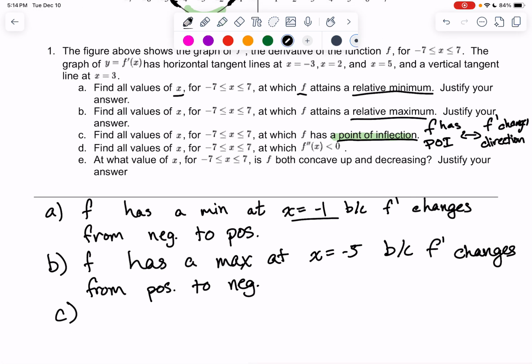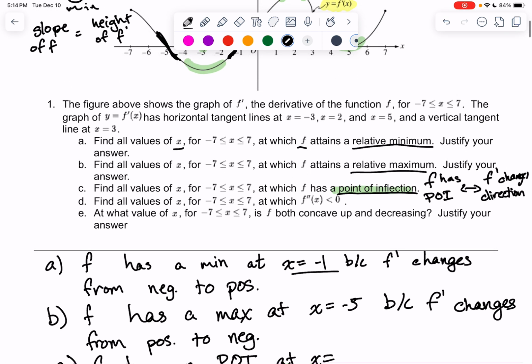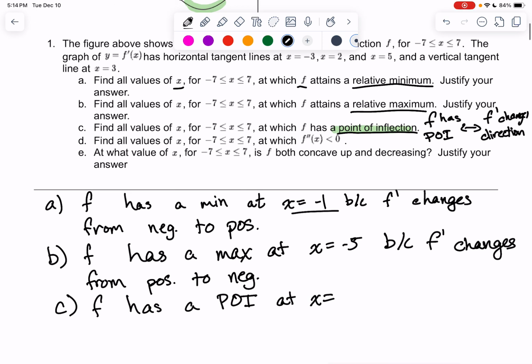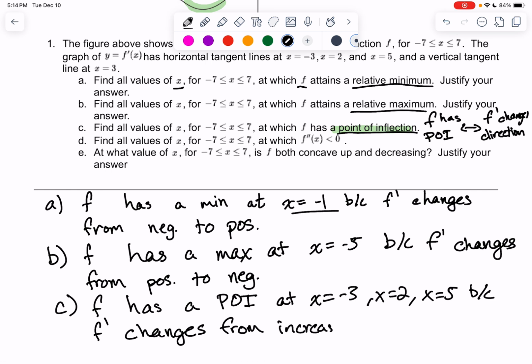So for part C, I would say f has a point of inflection at x equals -3, 2, and 5 because f prime changes from increasing to decreasing, or vice versa.